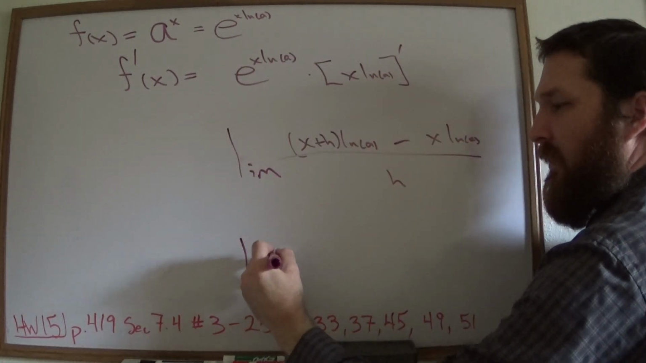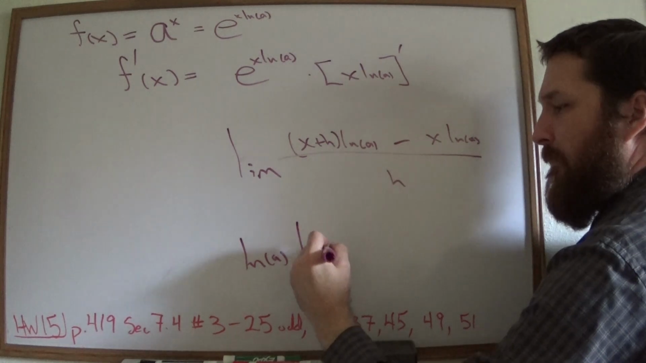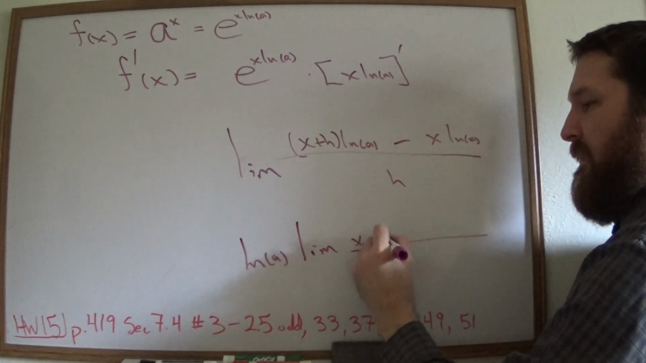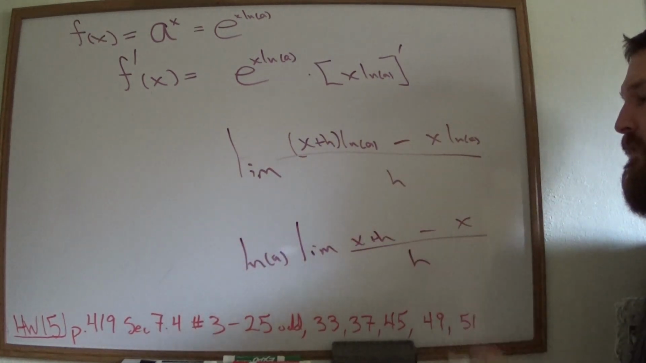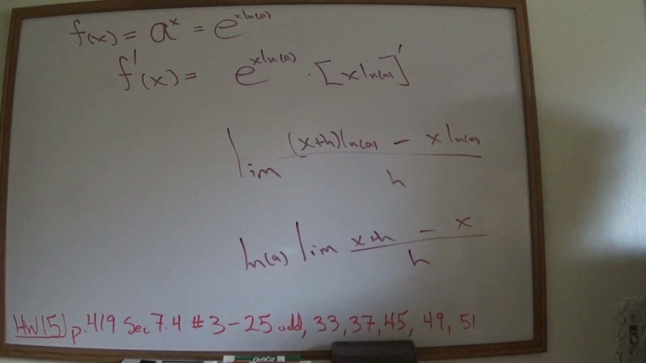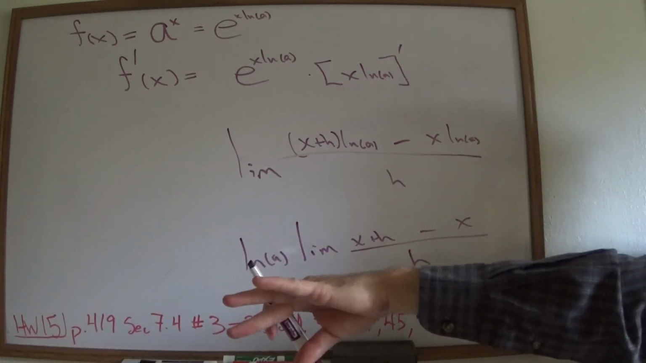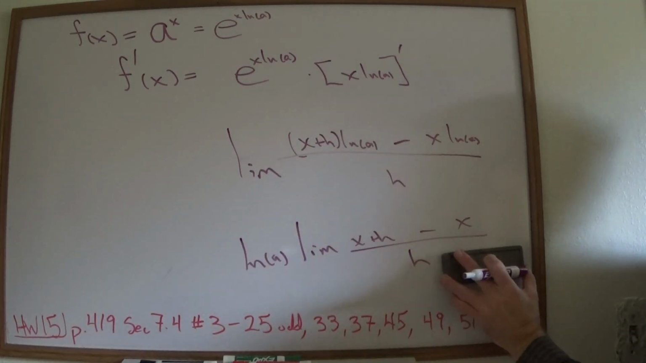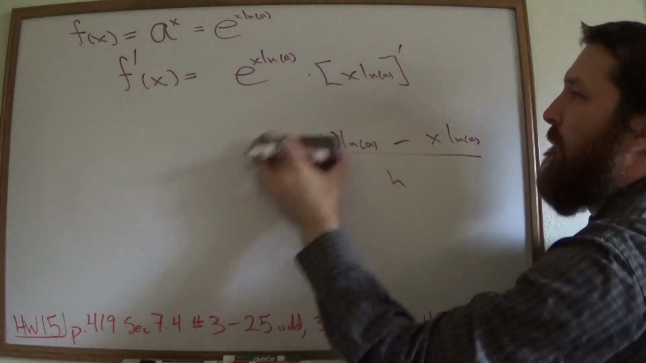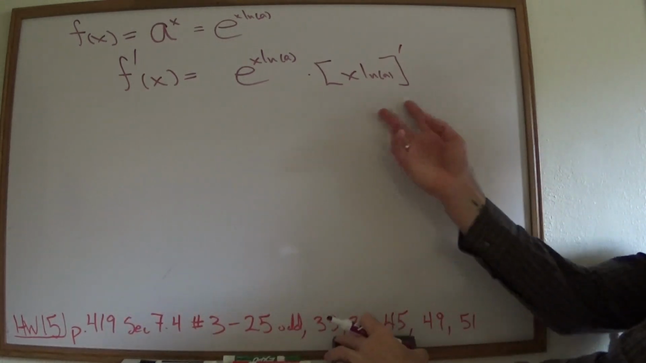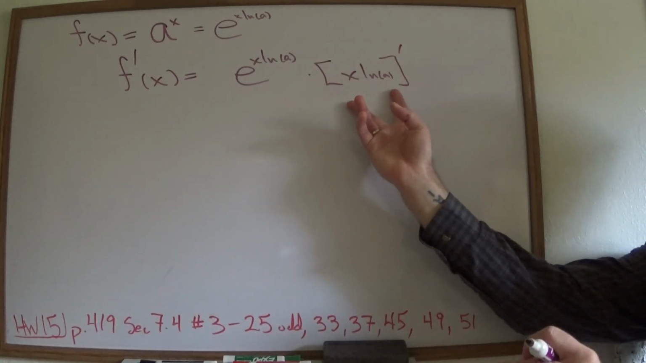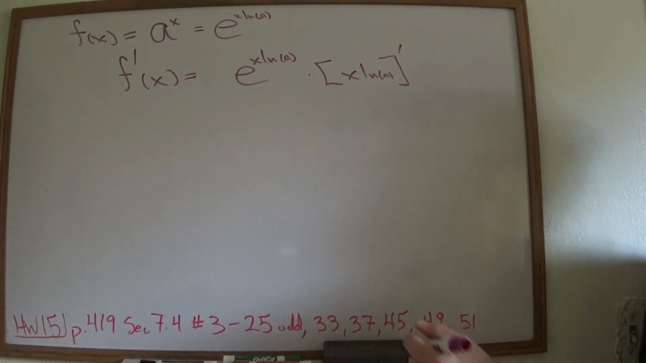You could just say log a times the limit, and then you have your x plus h minus x for h. Oh, it turns out to be 1, right? Anytime you have a constant in there, you could just pull it all the way out and bring it along for the ride. So, back to my question. What is the derivative of x times log a? X prime times log a.